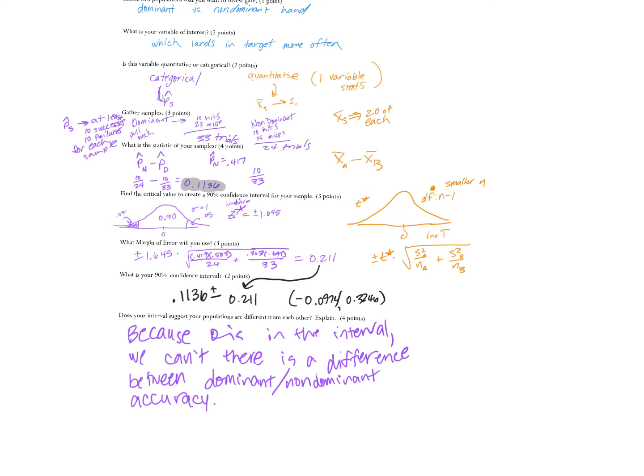All right, is everybody good? We're at the first page? Okay. Non-dominant minus dominant. I did non-dominant. The interval was 0.113 to 0.41. Zero was inside this interval. Does that make sense? Okay.